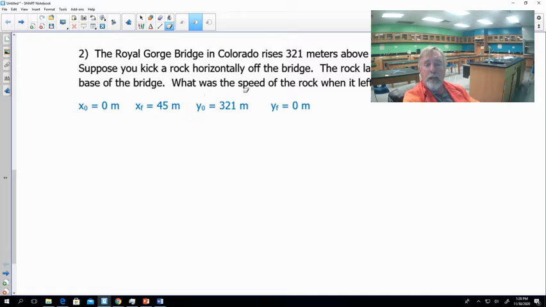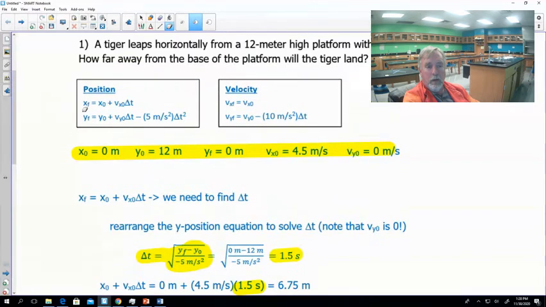So now let's start looking at our equations. It's asking for the speed of the rock when it left the bridge. So we know we're going to be going back to one of these. We're going to be looking for our velocity of xf, and there's only one place that velocity of xf occurs. It's in this vxf equals vx0. Right? So how are we going to find our vx0? If we want to find the velocity that we kicked it, we want to find vx0.